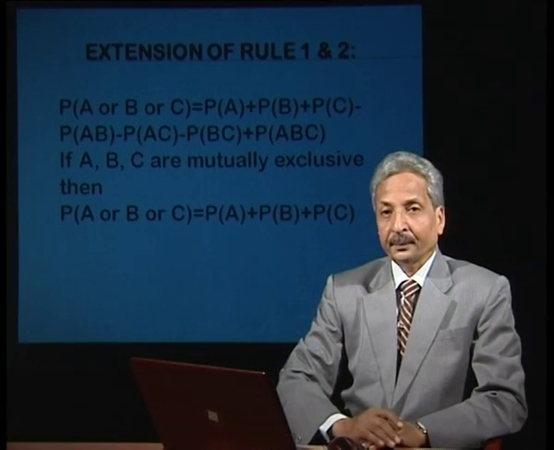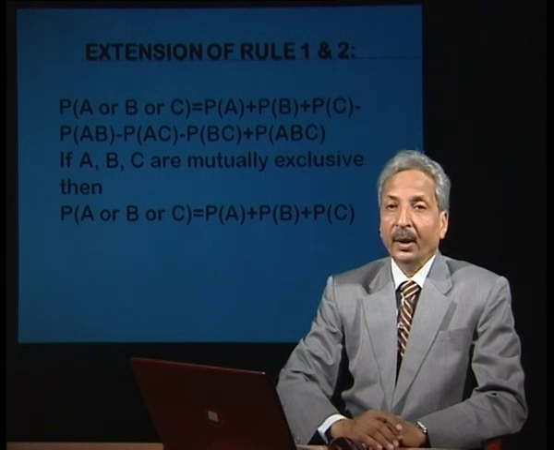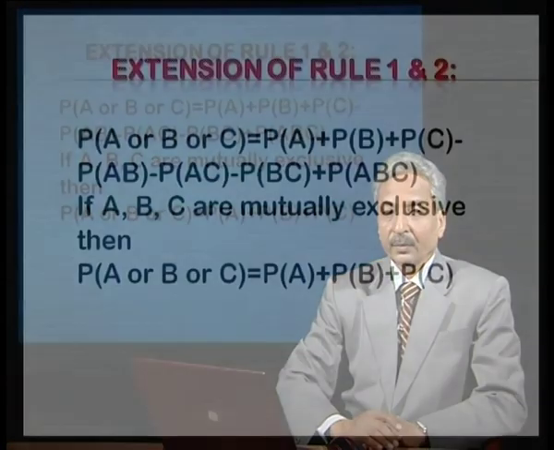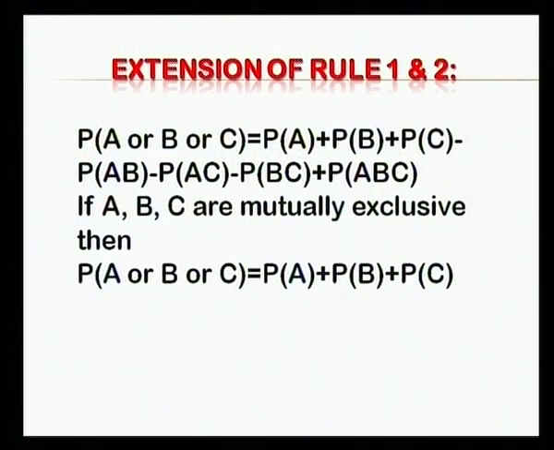We have discussed rule 1 for 2 events, which can be extended for more than 2 events also. For example, for 3 events, this rule will be that probability of A or B or C is equal to probability of A plus probability of B plus probability of C minus probability of A B minus probability of A C minus probability of B C plus probability of A intersection B intersection C.